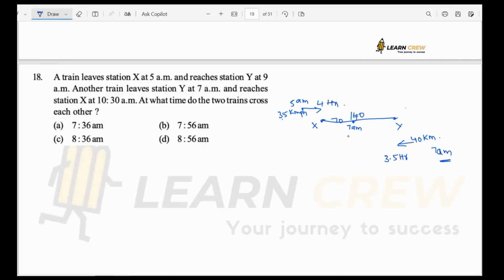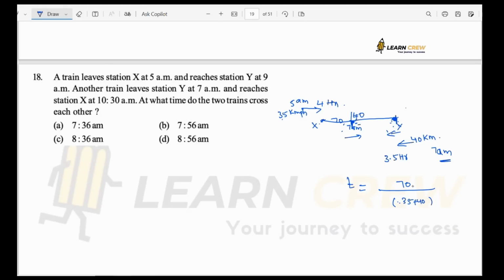Yes or no? Now the first train is here at 7 a.m. Now second train started at 7 a.m. from Y. Now how much time will it take for both of these to meet? Time is equal to distance by speed. Here distance means relative distance. So here how much more distance is there? 70. And what is the relative speed? Both are moving in the opposite directions. So you will add the speeds. 35 plus 40.